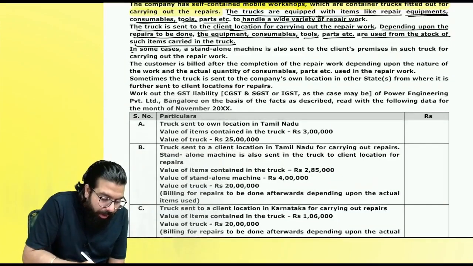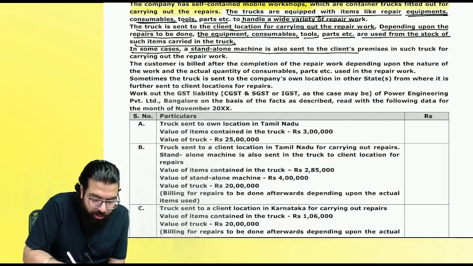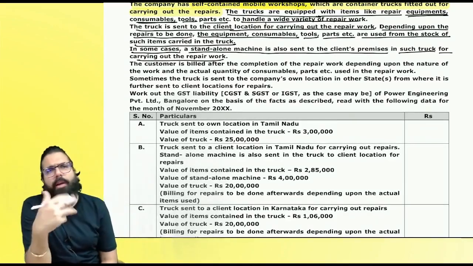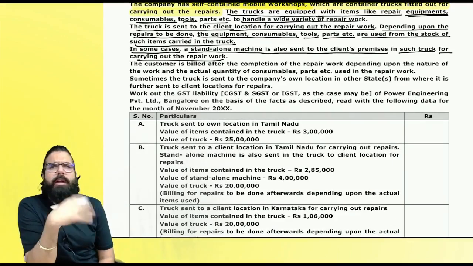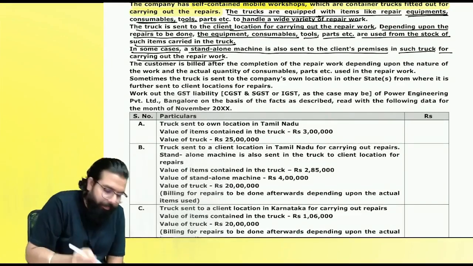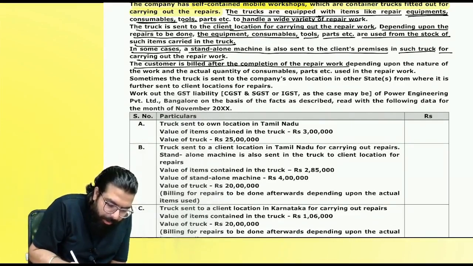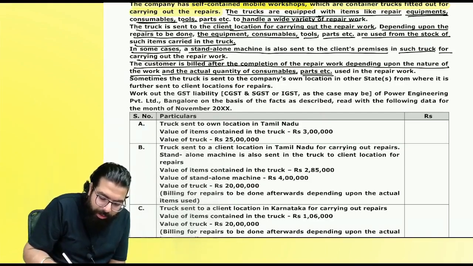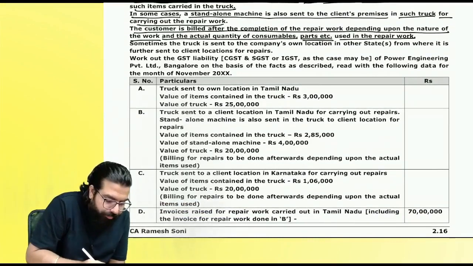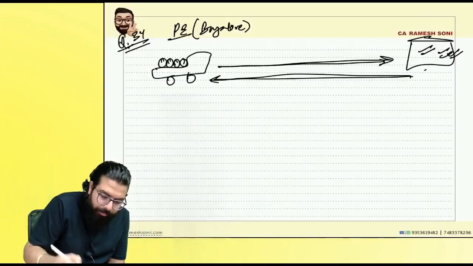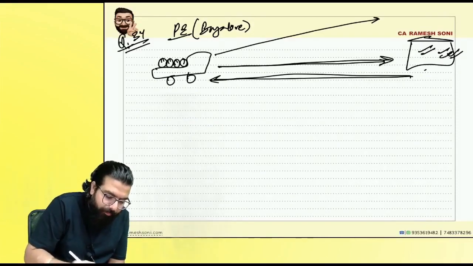Then, in some cases, a standalone machine is also sent to the client location in such a truck for carrying out the repair. Might be some machines are required to carry out the repair. So that machine also, the truck will take, do the repairing and come back. Can I go ahead, everyone? Then the customer is billed after the completion of repair work depending upon the nature of the work and the actual quantity of consumable parts, etc. used in the repair work. Sometimes the truck is sent to the company's own location. Baba, the truck also goes to the company's.